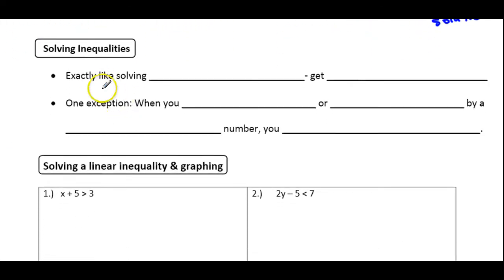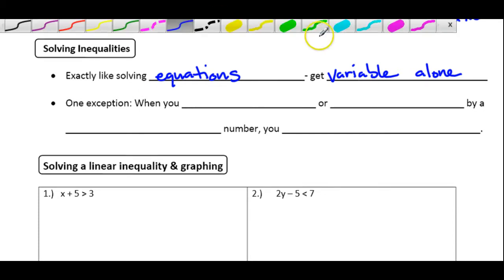So like we've been saying, it's exactly like solving equations. Okay? With one little exception, it's exactly the same thing. Your goal is still to get the variable alone. Okay, so it's still your goal. You're going to get the variable alone. How do you do that? You get rid of the stuff around it by doing the opposites, right? Just like equations. Now here's the important part.